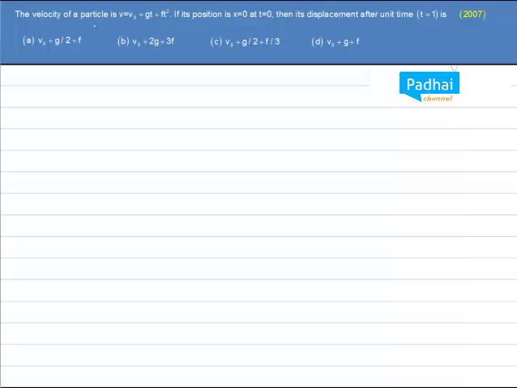The velocity of a particle is v equal to v naught plus gt plus ft square. If its position is x equal to 0 at t equal to 0, then the displacement after unit time is... The formula that we are given is v equal to v naught plus gt plus ft square, and we have to calculate displacement x. This we have to calculate at t equal to 1, right? And it is given initially x equal to 0 at t equal to 0, right?